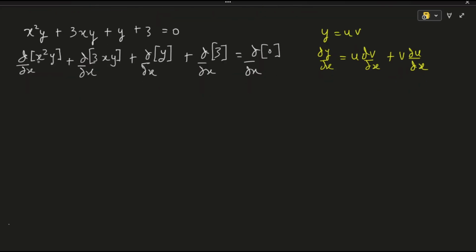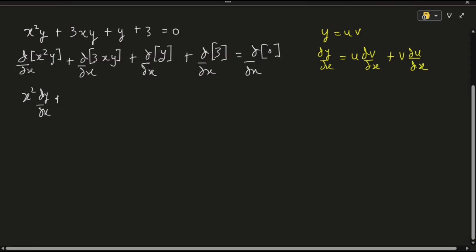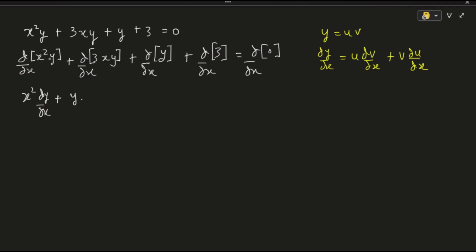Now, in differentiating this term, we will be guided by this formula over here. So we maintain x squared and differentiate y with respect to x. We're going to get this, then we maintain the y and differentiate the x squared, we're going to get 2x. Then we come to this term. We maintain 3x, differentiate y, then we maintain y and differentiate 3x. Then we differentiate this, we're going to get dy dx, then we differentiate a constant is 0, then we differentiate this, we have 0 over here.